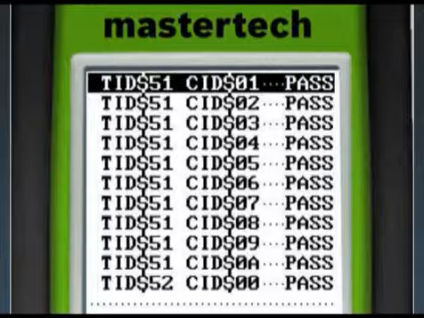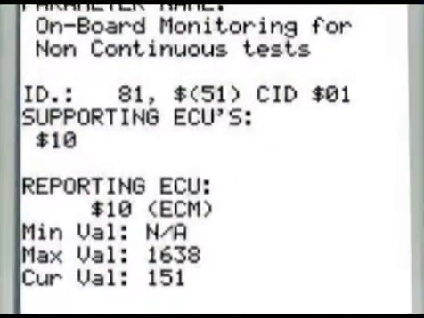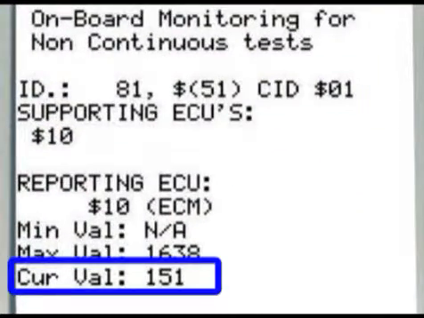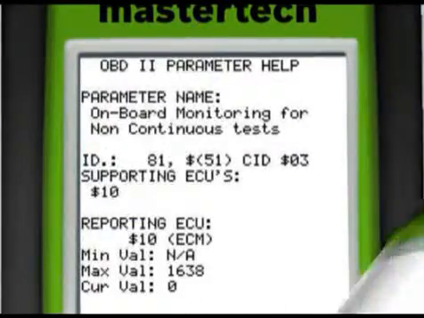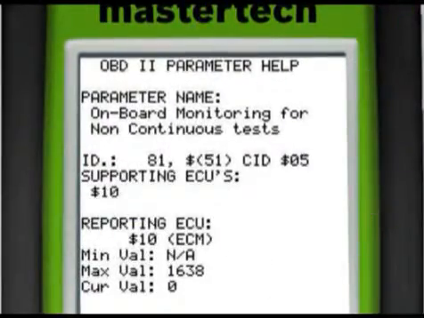We're going to go a step further into Mode 6 Data and look for clues. This data shows that cylinder number 1 has misfires, but they are not high enough to exceed the fail threshold. We scroll through the corresponding data for all the cylinders, and they all have a current value of 0.